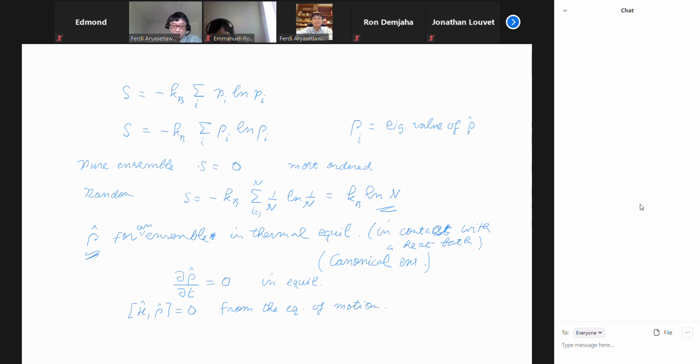Because H and rho commute, this implies that we can choose the eigenstates of H to be simultaneous eigenstates of rho. So I can choose eigenstates of H to be simultaneous.